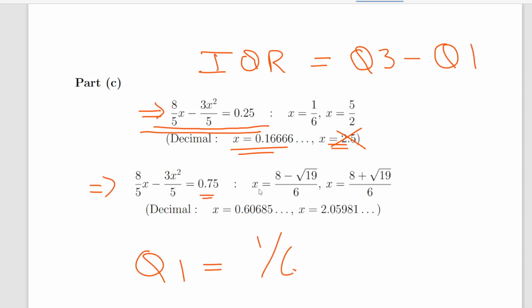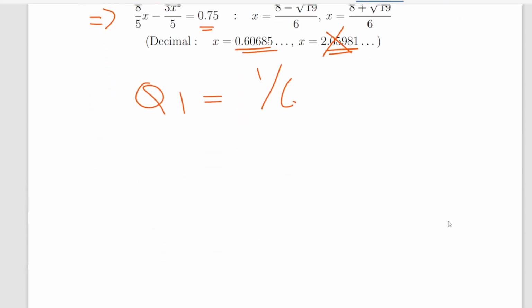Similarly, x equals 8 minus the square root of 19, over 6, and x equals 8 plus the square root of 19, over 6. That will evaluate as x equals 0.6068 and x equals 2.05981. You could disregard any values outside the range. So what we have there is Q3 equals 0.6068.